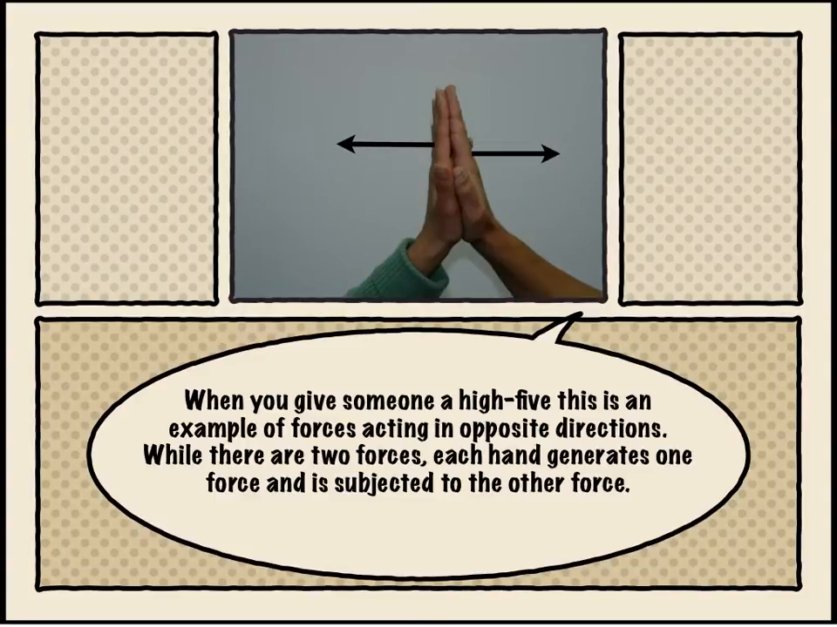Can you do a high five so that only one hand pushes but does not feel pushed back? When you give someone a high five, this is an example of forces acting in opposite directions. While there are two forces, each hand generates one force and is subjected to the other force. The reason you feel something when you touch another hand is because when two things touch, they apply a force to one another.